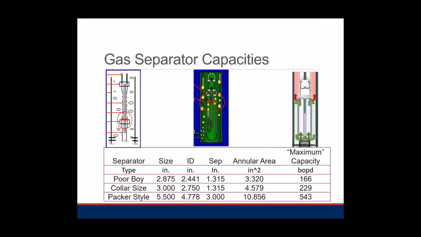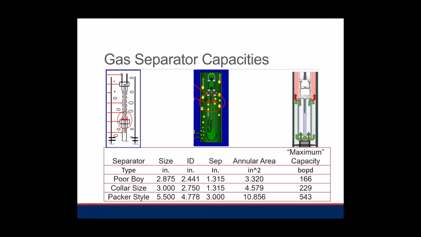A 2 7/8 sub with a 2.4 ID and a 1.3 dip tube gives us an annular area of 3.3 inches squared, times 50 barrels a day per square inch, gives us 166 barrels of fluid per day capacity, and that's maximum capacity. So that's gas and water. Collar size, we have a little bit larger ID, the same dip tube. We have a larger annular area, 229 barrels of fluid per day of maximum capacity.